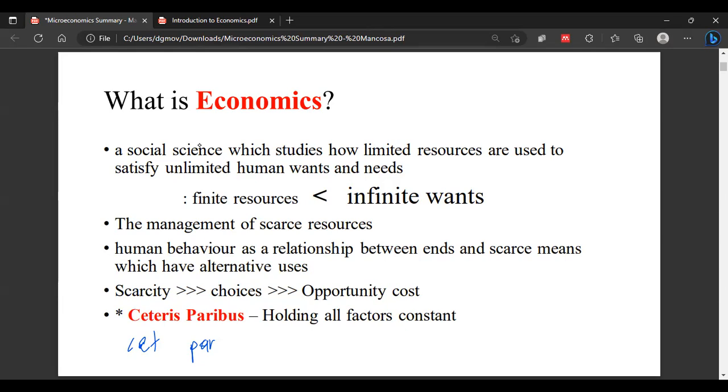Let me give a better example. If I can pose this question: the price of bread, let's assume we all eat bread for breakfast. If the price of bread increases, what happens to your demand for bread? I know we haven't explained demand or any of that, but I know you understand what I'm trying to say. What happens when the price of bread increases? Do you buy more or do you buy less?